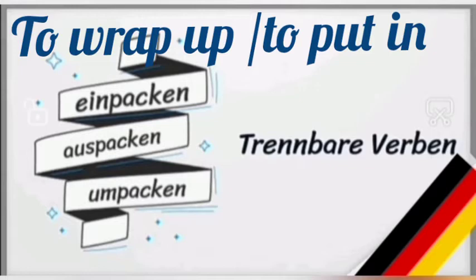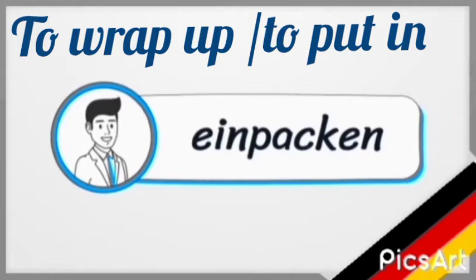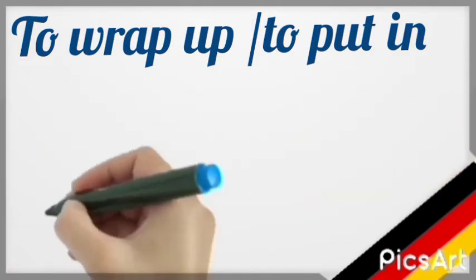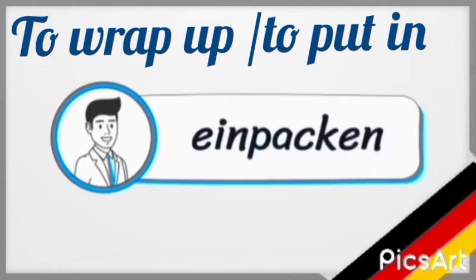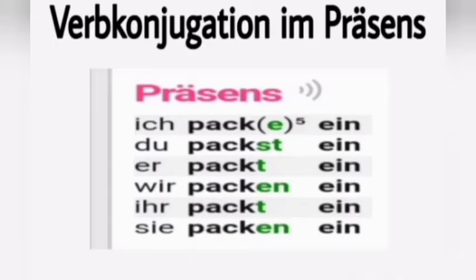Let's get started with the first one, einpacken, as you can see here. To wrap up or to put it in, for example, if you buy something, you wrap it up in a package. We will explain it through an example. Before we can do that, we present the conjugation of the verb in present. As you can see here, this verb must be separated within the German sentence. Ich packe ein, du packst ein, er packt ein, and so on.